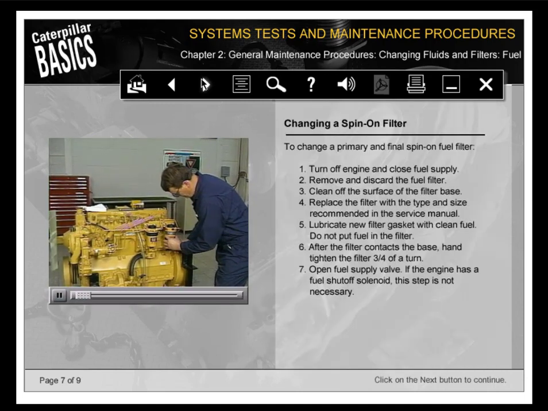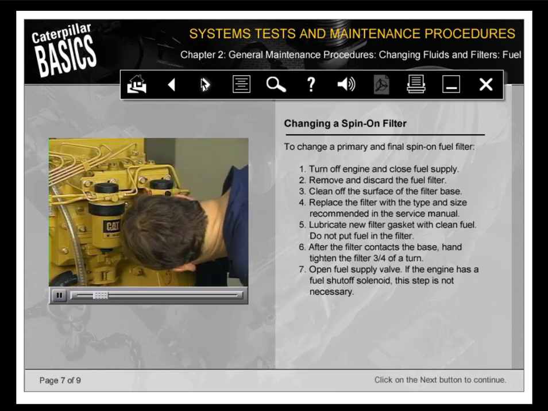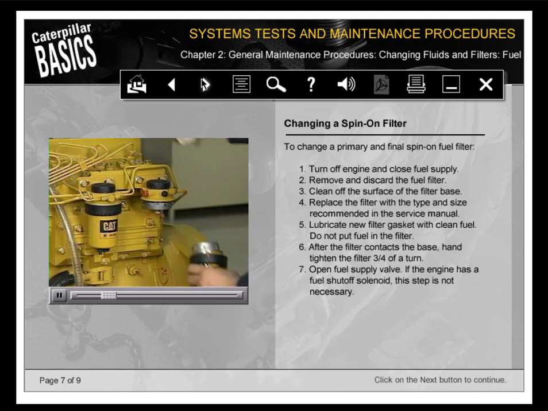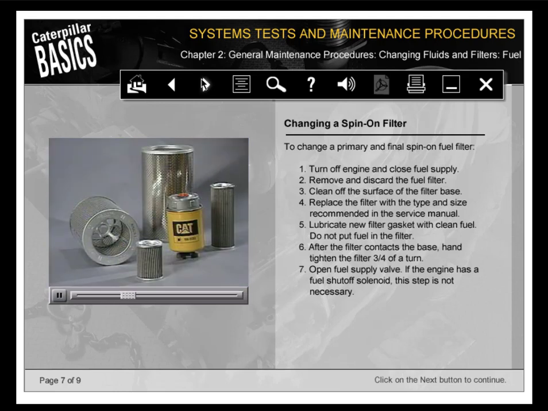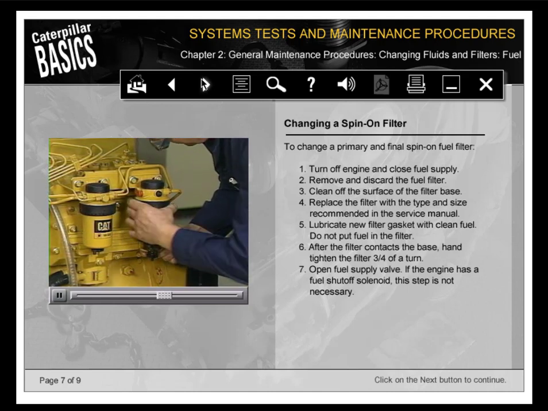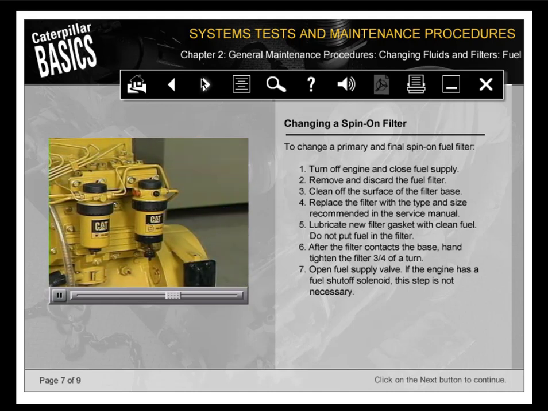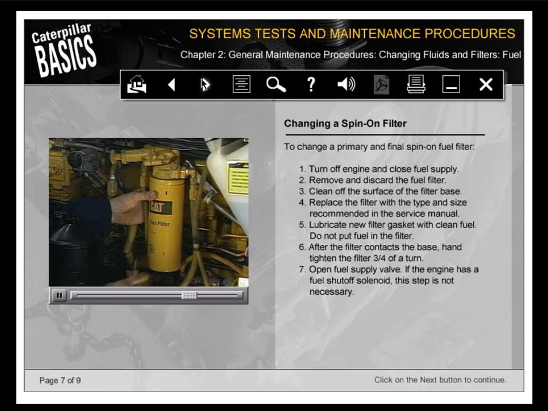To change a spin-on element, remove the element and clean off the surface of the filter base. Make sure all the old gasket material is removed. And replace the filter with the type and size recommended in the service manual. After you encounter resistance, tighten the filter another 3/4 of a turn by hand. Replace a spin-on final fuel filter the same way.